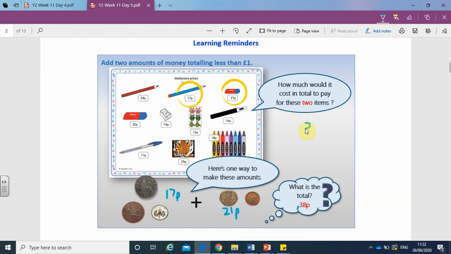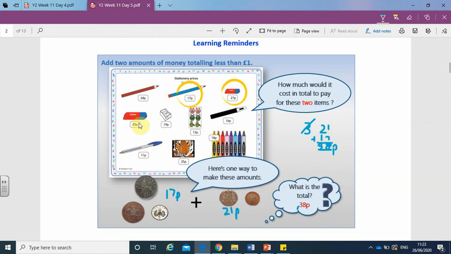Could also use other strategies if we wanted to. So it's 21 add 17. 1 and 7 is 8. 2 and 1 is 3. So it's 38. Always remember a small p for our pence. 38 pence. And you could do that with other values.